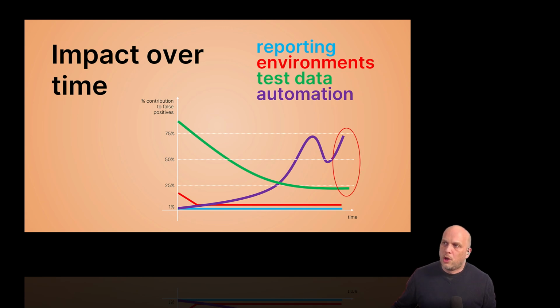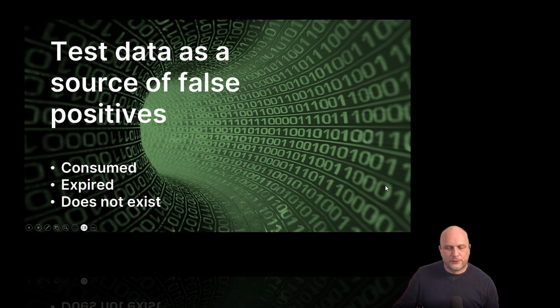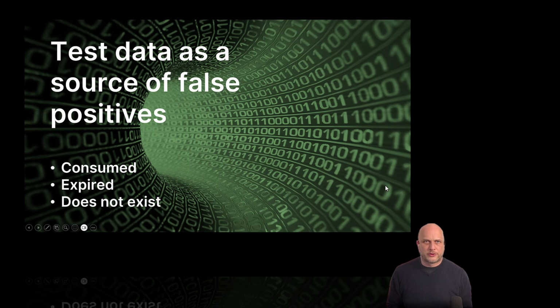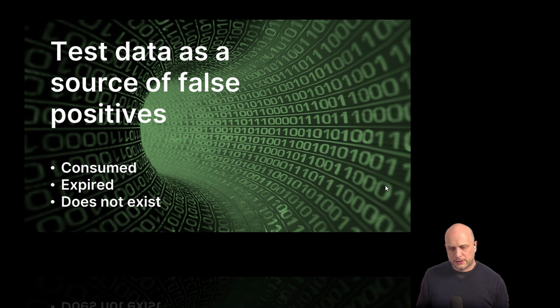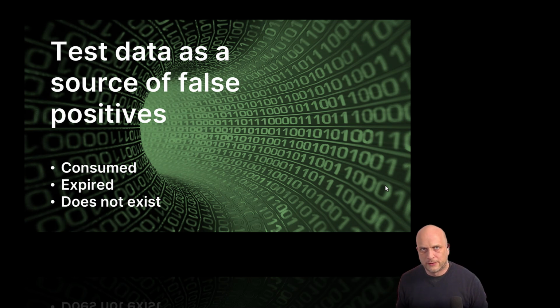So, what is the root cause for those two? And we just concentrate on test data and on test automation, because the other two are negligible, to be honest. You can easily control them with technology. So for test data, as a source of false positives, there are always three different kinds of test data.